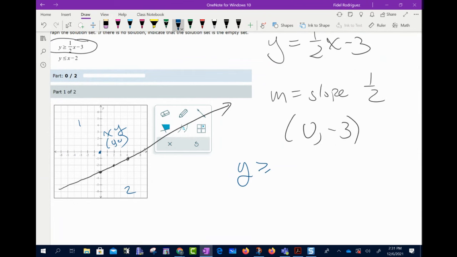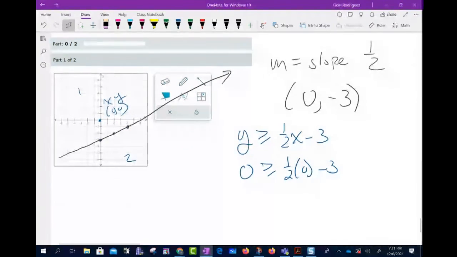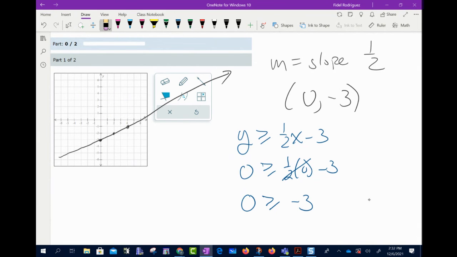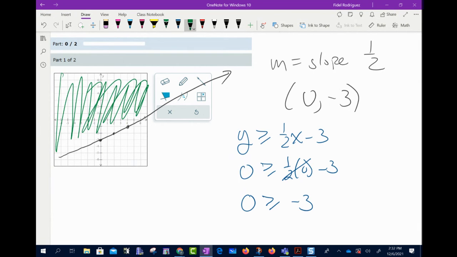Since our original problem was y is greater than 1/2 x minus 3, the 0 goes in for the y. The 0 goes in for the x. And so 0 is bigger than, that goes away. Is 0 bigger than or equal to -3? Yes, it is. So now we're going to choose to shade in this area, everything up here. All right, so now we've done that.